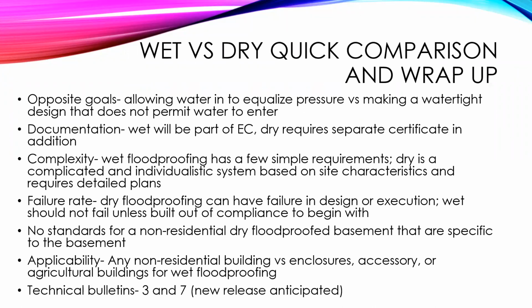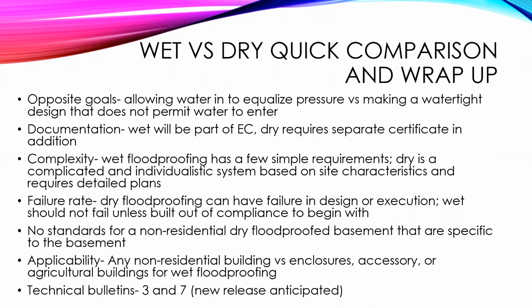Dry floodproofing can fail anywhere along the design or the execution of active measures or any of the things that we talked about. And then wet floodproofing, I don't think there's any way for it to fail. Maybe if the elevated utilities were submerged under a very large flood or something, but otherwise it should be okay unless it was just built out of compliance to begin with. And then there's no specific basement standards for the non-residential dry floodproofing. And then we went over residential basement specifics.